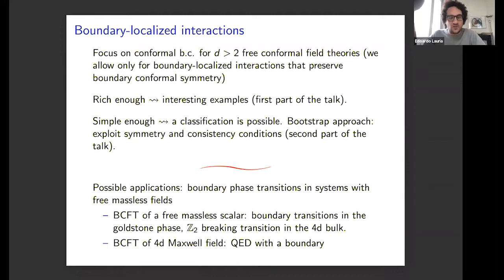And also, as I will try to discuss, we can actually use a bootstrap approach, which I will discuss in the second part of my talk. Bootstrap approach means that I will be able to say something non-perturbative about such a space of theories without invoking any microscopic construction of such conformal boundary conditions, but only exploiting symmetry and consistency conditions.